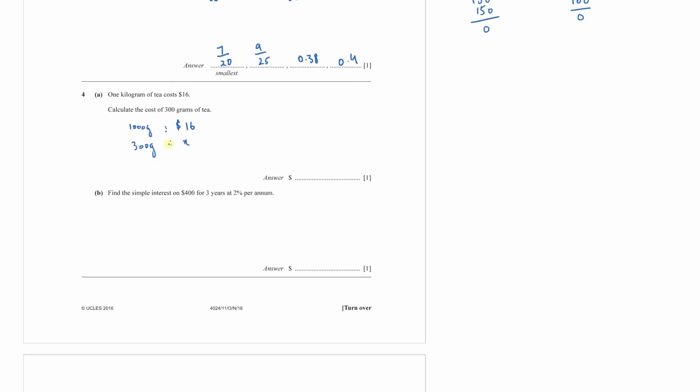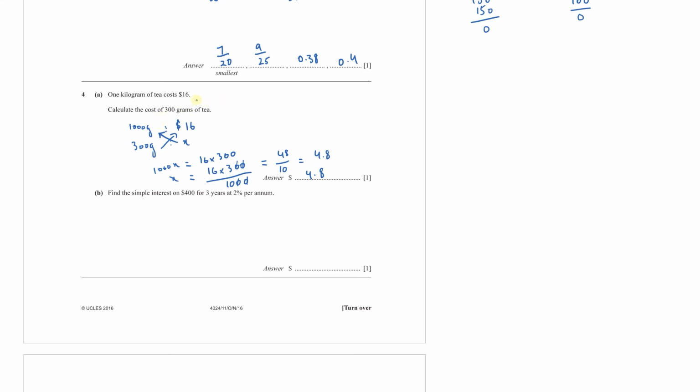So you can solve this, cross multiply like this and like this. You get an equation 1000x equals 16 into 300, and then x equals 16 into 300 divided by 1000. So these two zeros cancel off. 16 times 3 is 48, divided by 10, which equals $4.8. So your answer would be 4.8.